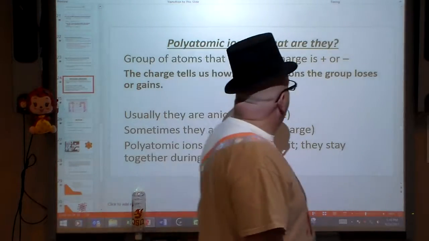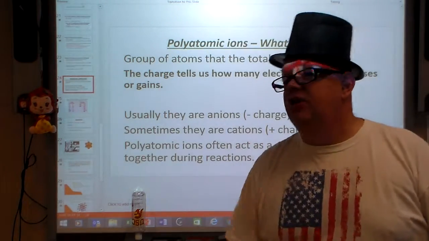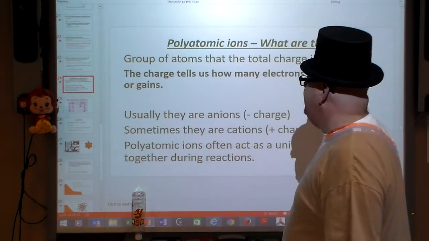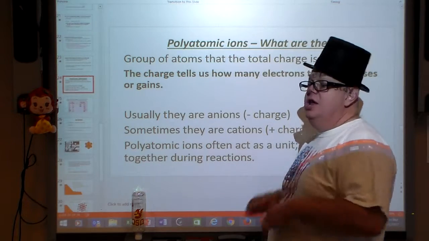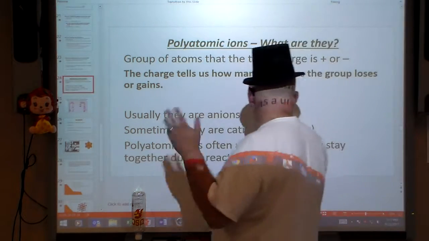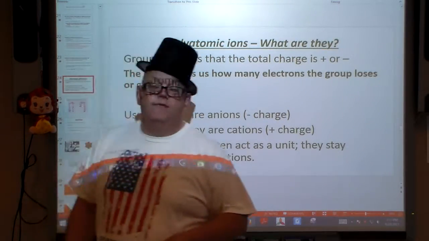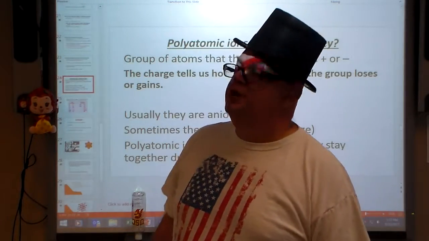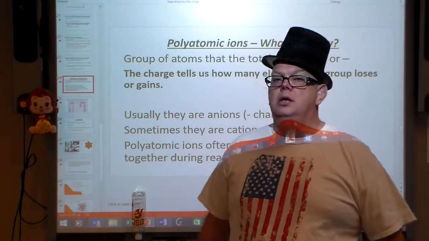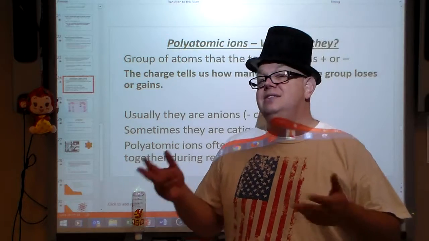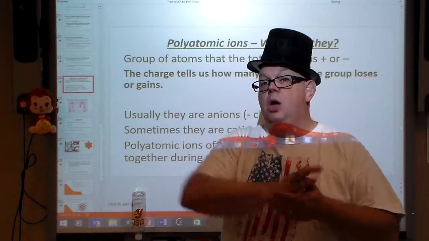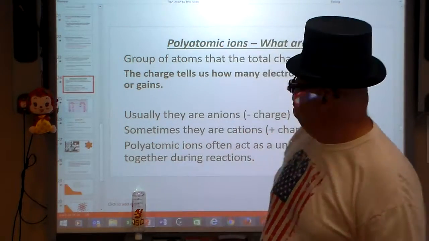Okay, now we talked about polyatomic molecules. Now we're going to look at polyatomic ions. What are they? Well, again, it's a group of atoms that has a total charge. It's either going to be positive or negative. And the charge tells us how many electrons the group loses or gains. So if you got NH4 with a +1 charge, that means did they lose an electron or did they gain an electron? We know that it's not 0 because it says it's a +1. Well, that means that it lost an electron. That's how come it went from a 0 to a +1.